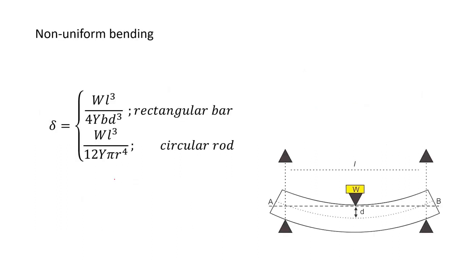We have also seen non-uniform bending. Non-uniform bending is when we bend a rod by hanging a weight at the middle of the rod, and this can be considered as two cantilevers connected together. And we have derived an equation. In case of a rectangular bar, the depression at the middle delta is given by WL cube divided by 4YBD cube, and for a circular rod it is WL cube divided by 12Y pi r to the power 4.